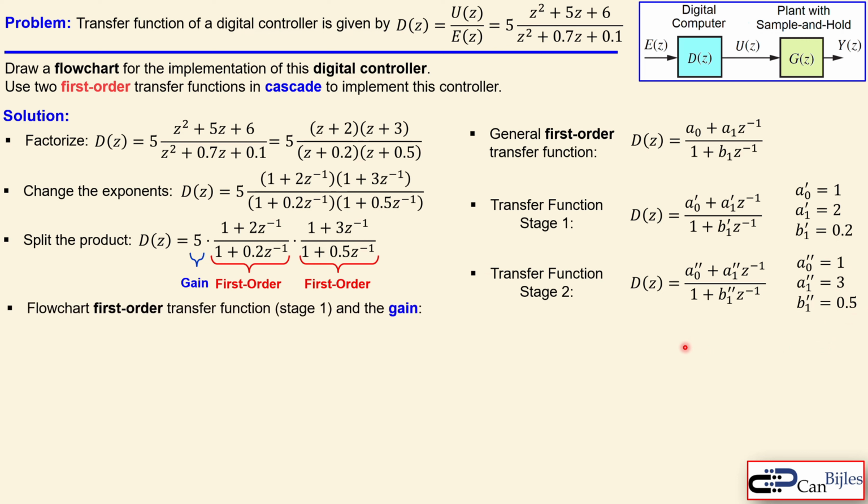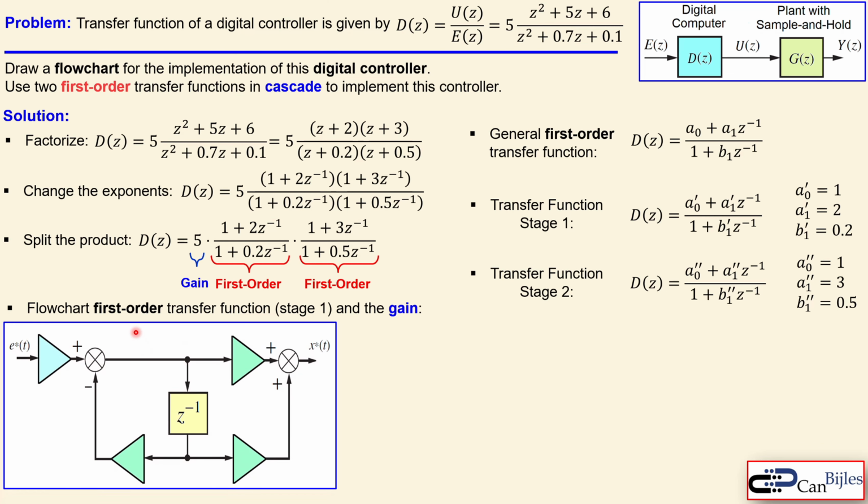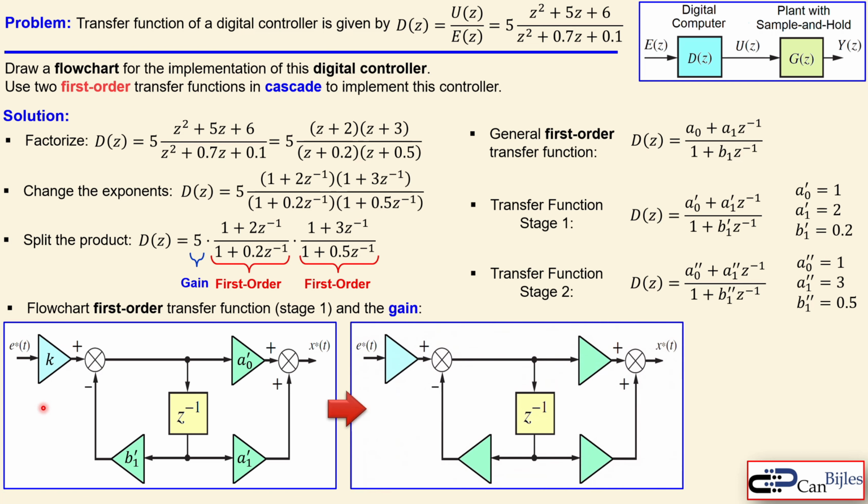So now the flowchart for the first transfer function, which is our first order transfer function, stage 1, and the gain together. So we can now take them together. This part here is just the gain. Without this, you can say this is just a wire, so we have only a gain of 1 here, but now this complete structure we know from example number 1 is the flowchart for a first order transfer function. And this is the A0 prime, here A1 prime, and here the B1 prime. Now we need to also have the gain, which is this, the K here, so I just designate it as K.